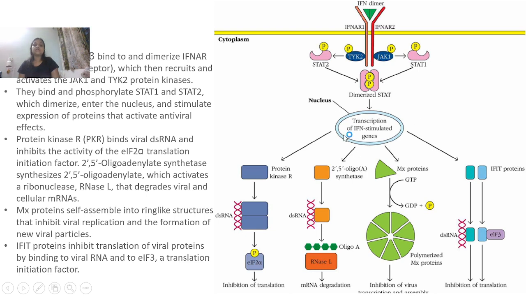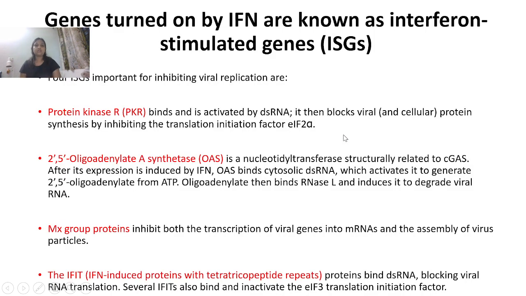Among these interferon stimulated genes, there are four major ones. Apart from that, many more exist and many new ones are coming up. These are the four most important ISGs known for inhibiting viral replication. One is protein kinase R, another is OAS or 2',5' oligoadenylate synthetase, another is the MX group of proteins, and the other is IFIT, interferon induced proteins with tetratricopeptide repeats.